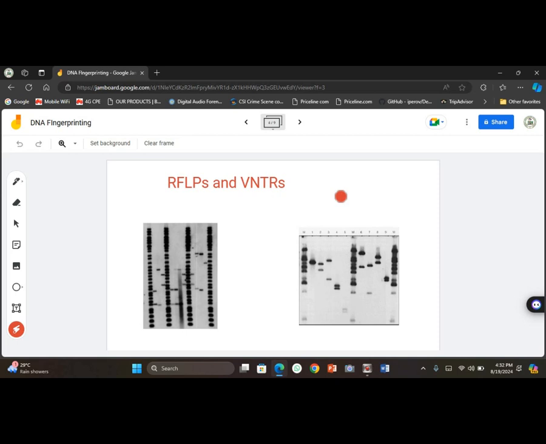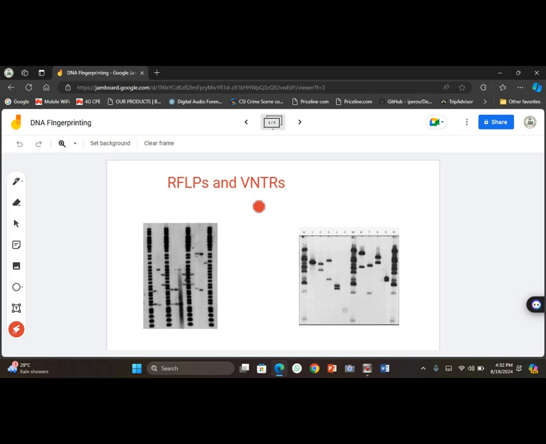The first one is called RFLP. Look at it on your screen. And the second one is VNTRs. And the third one is STR. So there are 3 of them: RFLP, VNTR, and STR. Now, let's move ahead.